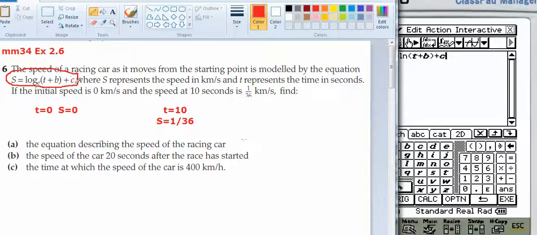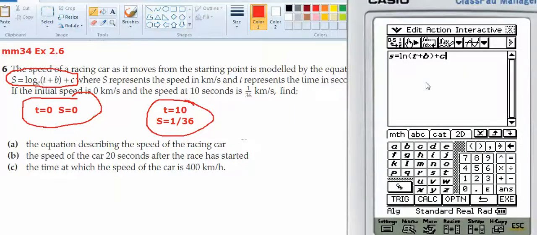C in this case is outside of the logarithm, but t plus b is locked inside the logarithm. The initial speed is 0, so when t equals 0, s equals 0, and the speed at 10 seconds is 1 on 36, so when t equals 10, s equals 1 on 36. Okay, so on the calculator I've got s equals the natural logarithm of t plus b, plus c, execute.